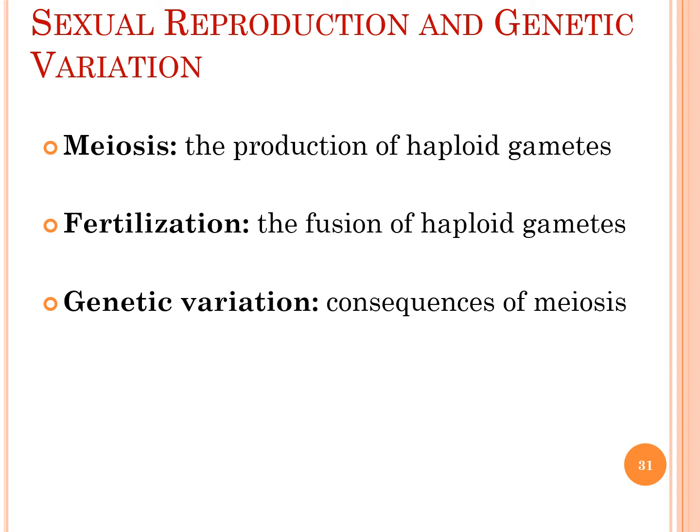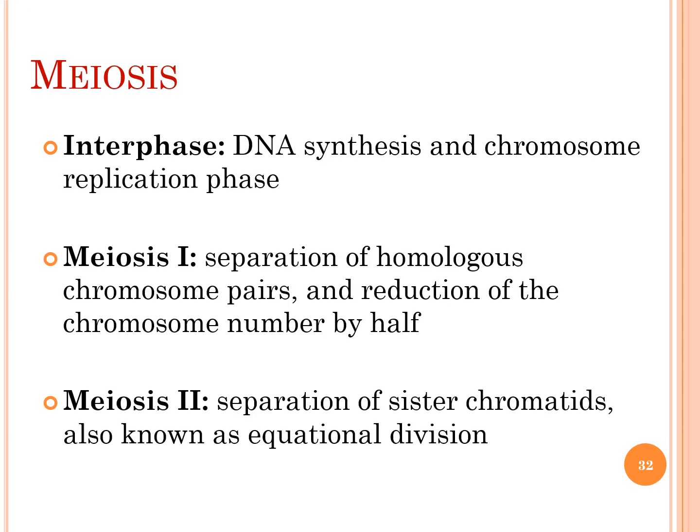And the goal and consequence of meiosis is in complete contrast to mitosis. We want to maximize genetic variation in a safe environment. We don't want to promote cancer development. We don't want to promote dysregulated cell growth. But we want to maximize as much genetic variation as possible.